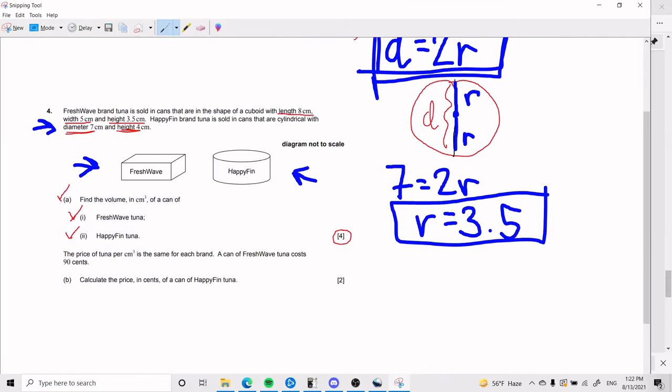For the next part, they give us that the price of tuna per centimeter cubed is the same for each brand, okay? And that a can of Fresh Wave tuna costs 90 cents.